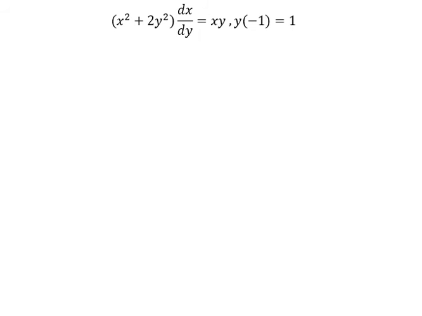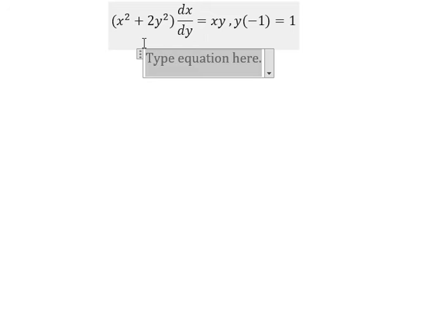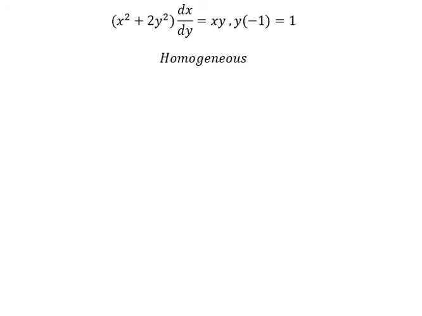The topic today is about differential equations. So now I will show you how to answer. We have xy, x squared and y squared. This is homogeneous because they have the same degree, number 2. Now I will put x equal to vy.